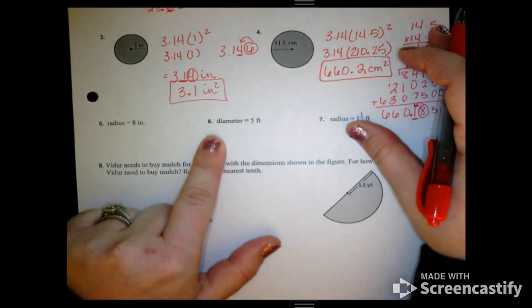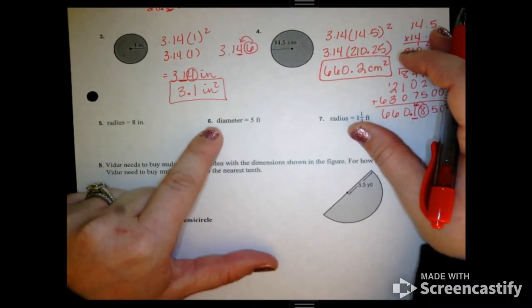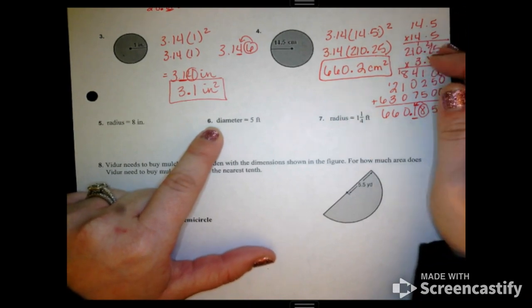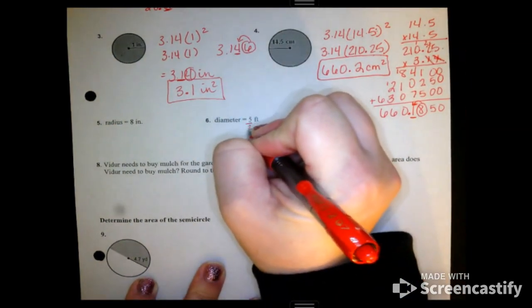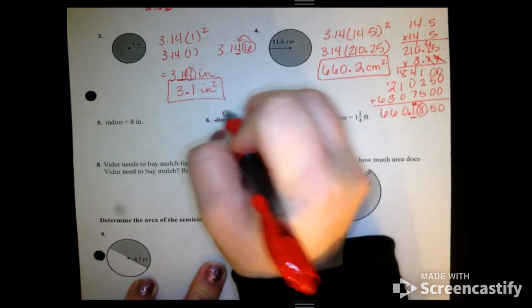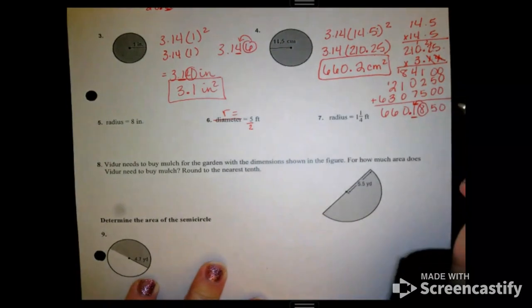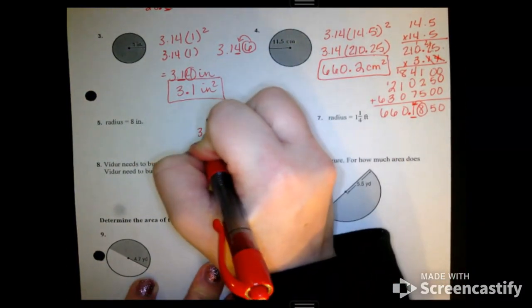Okay. Number 6. We're going to skip around just because these do take so long. Number 6. It says diameter of 5 feet. So how would I set that up? Would that be 5 divided by 2? Why would I have to do 5 divided by 2? Because diameter. Yeah, and we don't need the whole thing. We need radius. What is 5 divided by 2? 2.5.